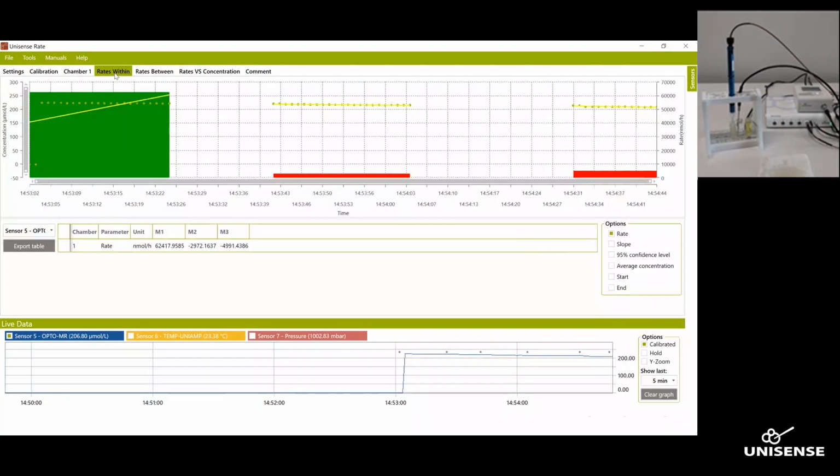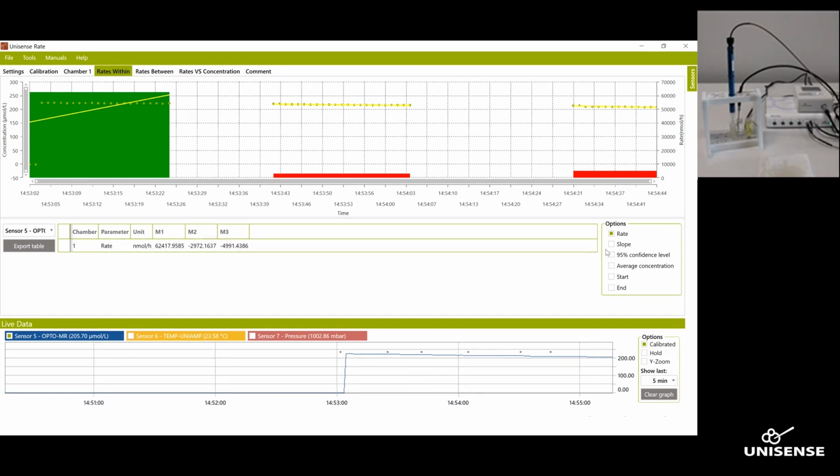In the tab here called rates within, you can see it calculates the consumption and the production rate. It will give you these blocks, green being production and red consumption. Down here, you get a table that gives you the rate in nanomole per liter. And you can see the different blocks here, M1, M2, M3. These are the 3 blocks that you can see up here.